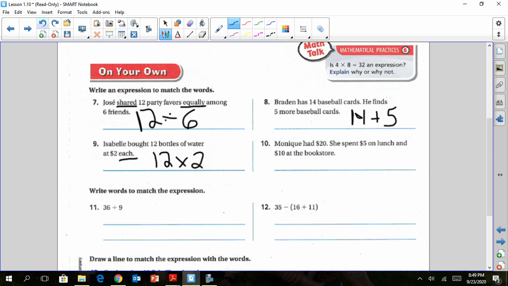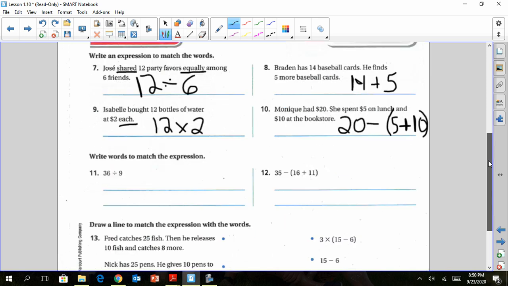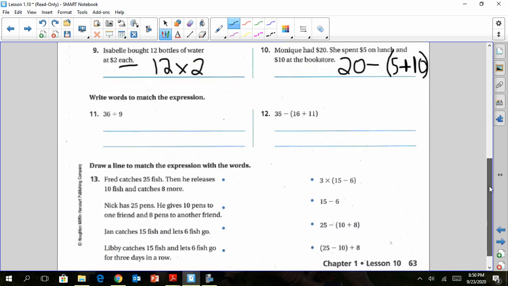Number 10 is multiple parts. Monique had $20. She spent 5 on lunch and 10 at the bookstore. So again, what did we start with? We started with $20. We took away because she spent. Now remember, this is like the receipt question. She spent 5 and then spent 10 more. So we're thinking 5 plus 10. And we're going to go ahead and put that in parentheses here. You're more than welcome to create story problems for questions number 11 and 12.